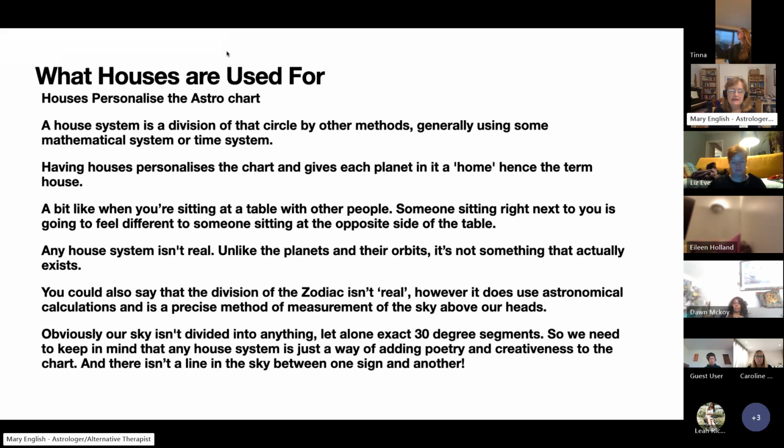Any house system isn't real. Unlike the planets and their orbits, it's not something that actually exists. You could say that the division of the zodiac isn't real. However, it does use astronomical calculations and is a precise method of measurement of the sky above our heads. And obviously, our sky isn't divided into anything, let alone 30-degree segments. So we need to keep in mind that any house system is just a way of adding poetry and creativeness to the chart. And there isn't a line in the sky between one sign and another.